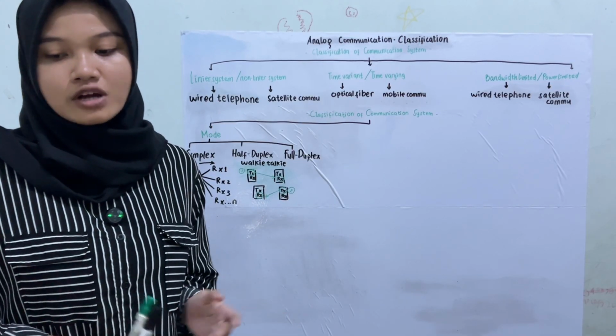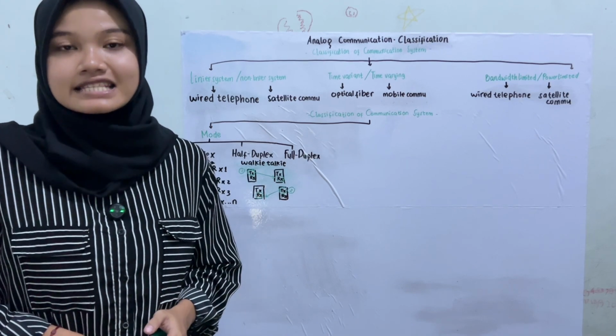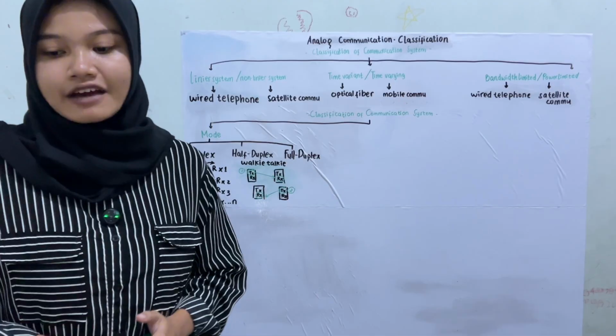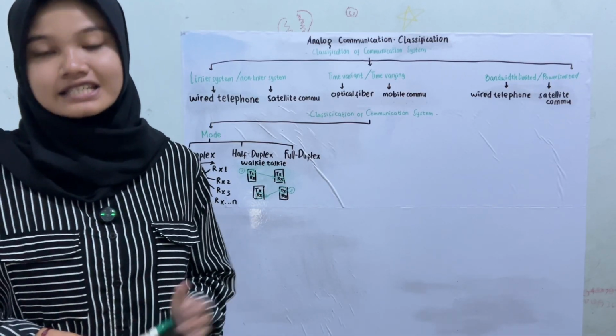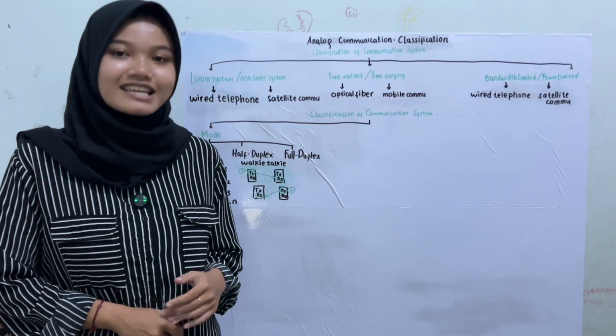Although half-duplex communication is slower than full-duplex communication, it is still widely used because it is simple, reliable, and efficient for many applications such as security, military operation, and emergency communication.